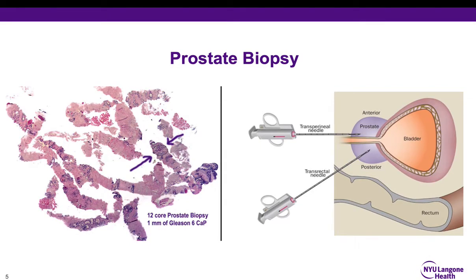This is an example of what is seen under the microscope following a prostate biopsy. Each of the cores are then sent to pathology for examination. In this particular slide, you can see the individual prostate cores, which contain prostate glands. One of the cores here in this slide demonstrates a focus of prostate cancer.